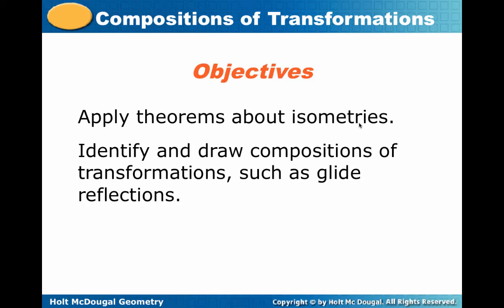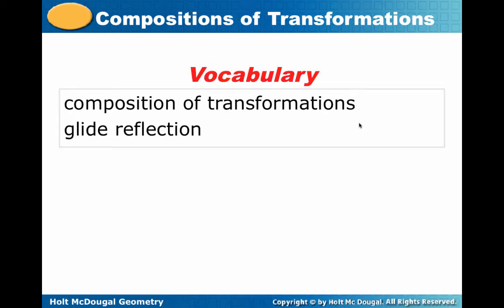In this presentation, we're going to see how multiple transformations, like sequences or compositions of transformations, are used and how they relate to isometries. We're also going to draw different types of compositions of transformations, and we're going to learn what a glide reflection is. So here are the two terms that I just mentioned. We'll see what those are in a moment.